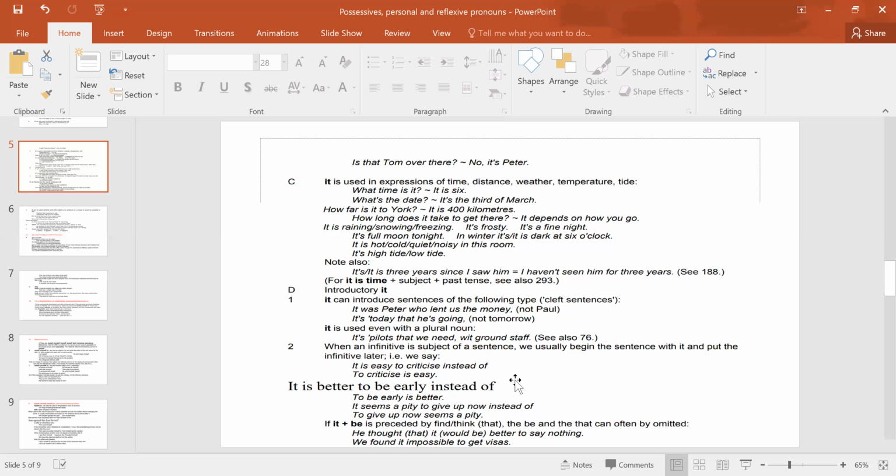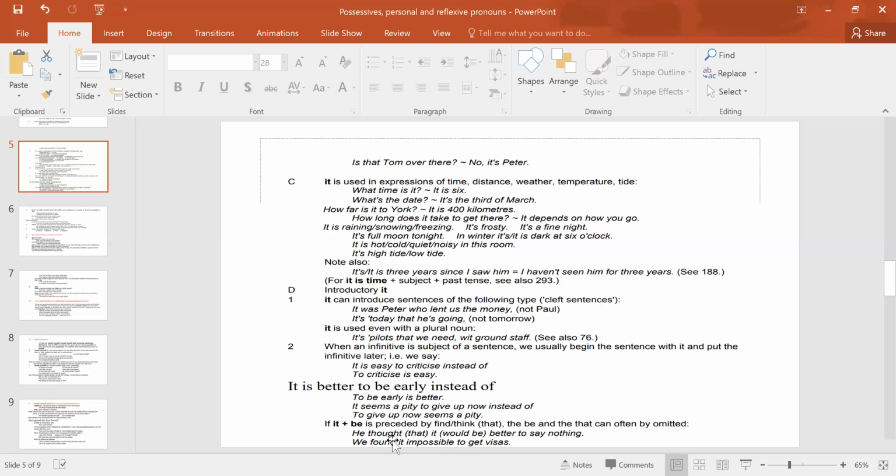It is better to be early. Instead of writing to be early is better, you can write it is better to be early. To give up now seems a pity. If it plus be is preceded by find or think and that, then be and that can often be omitted. So if there is find or think and that before it, you can omit those things by using it afterward.